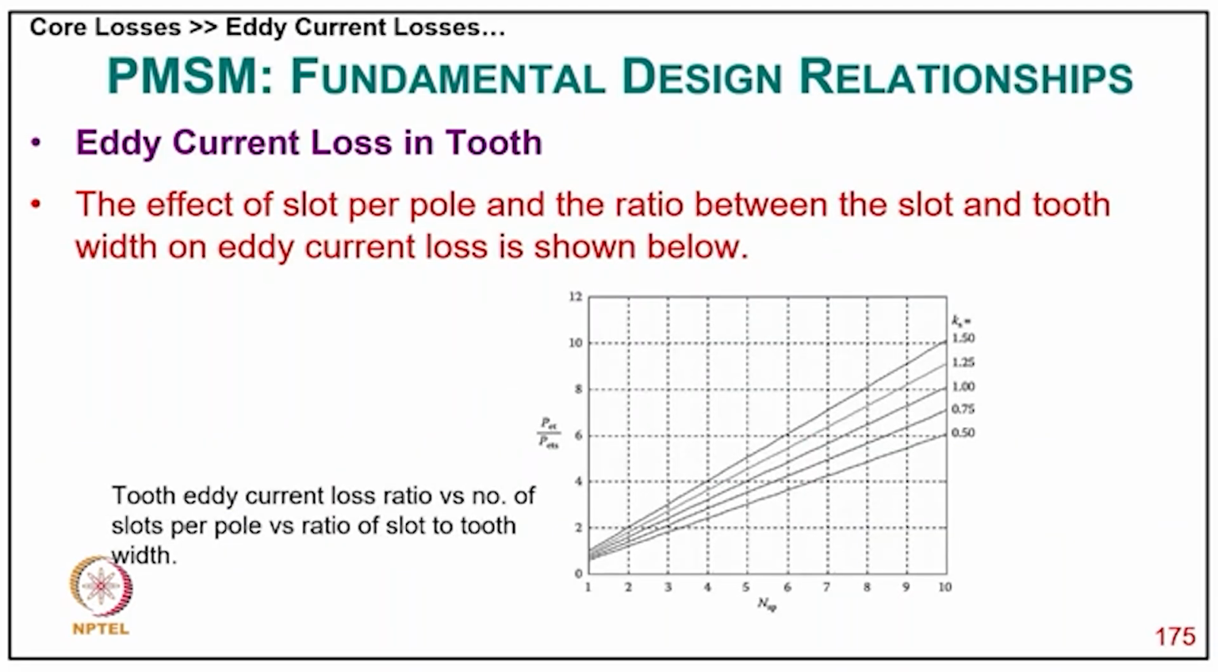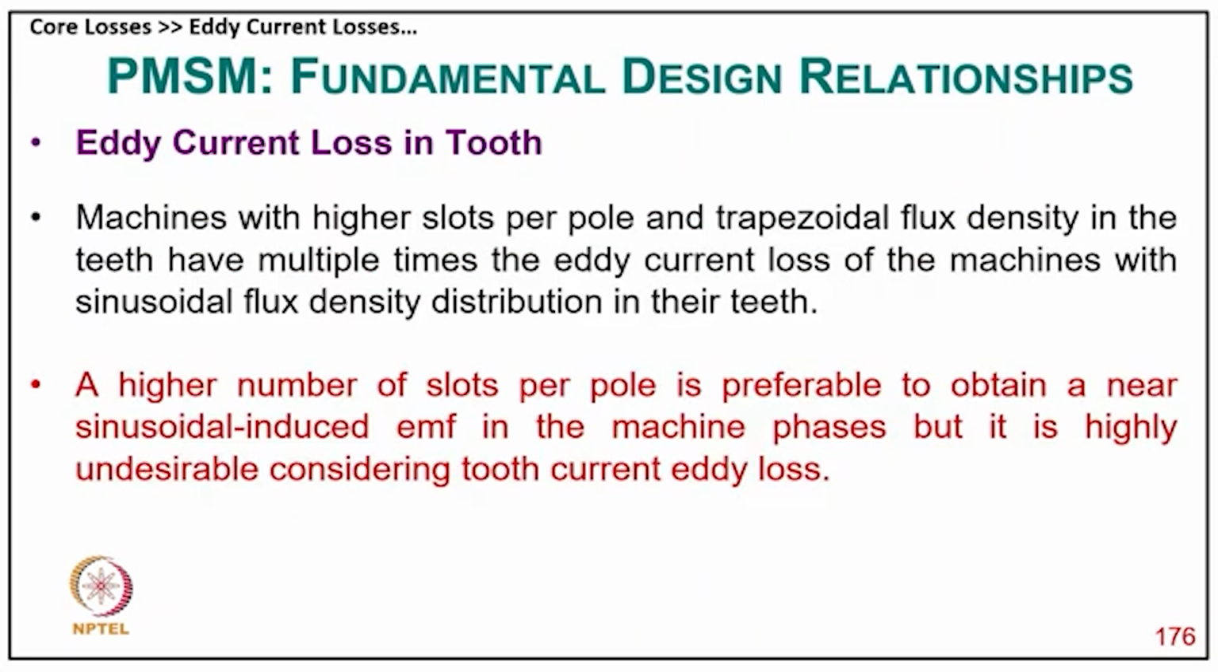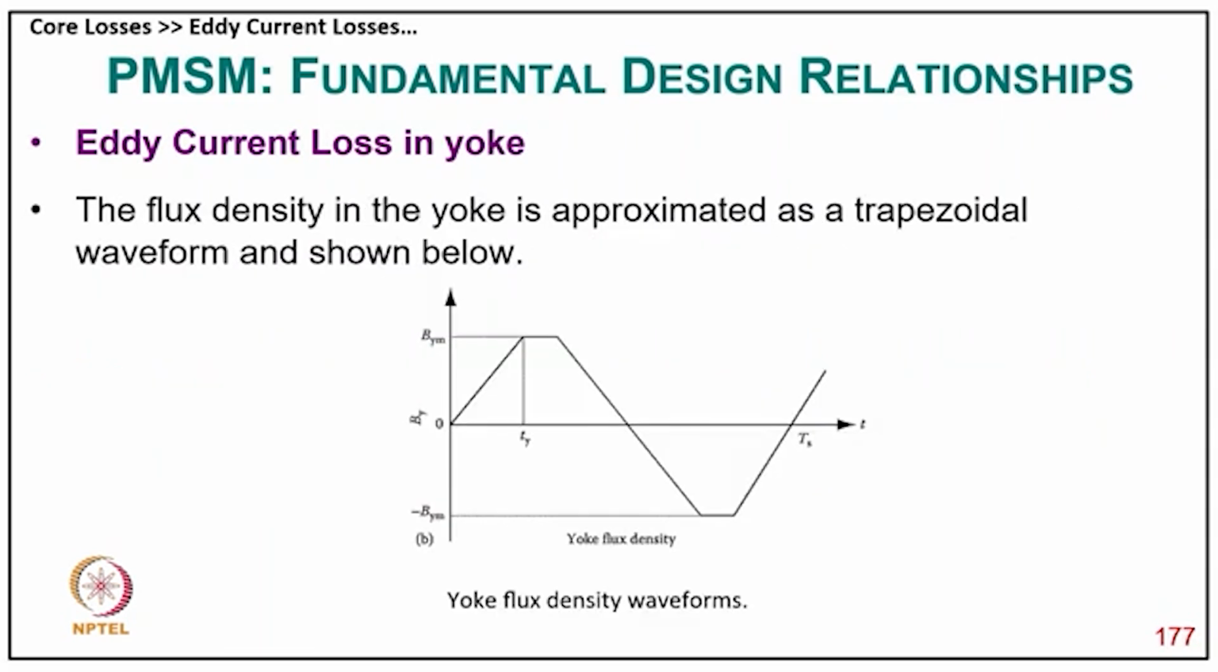Now, the effect of the slots per pole and the ratio between the slot and the tooth width on eddy current loss is shown here. You can see how it is varying with the NSP. So, tooth eddy current loss ratio with number of slots per pole and slot to tooth width ratio. Now, machines with higher slots per pole and trapezoidal flux density in the teeth have multiple times the eddy current loss of the machine with sinusoidal flux density distribution in their teeth. A higher number of slots per pole is preferable to obtain a nearly sinusoidal induced EMF in the machine phases, but it is highly undesirable considering the tooth eddy current loss. So, now the eddy current loss in the yoke.